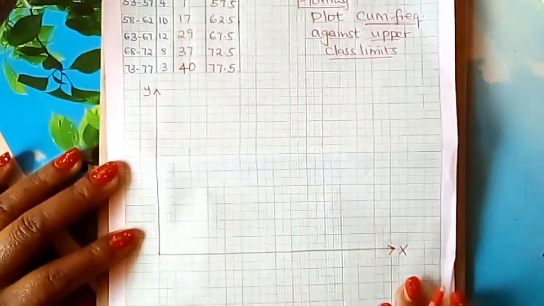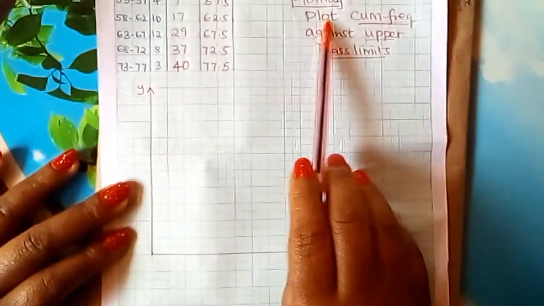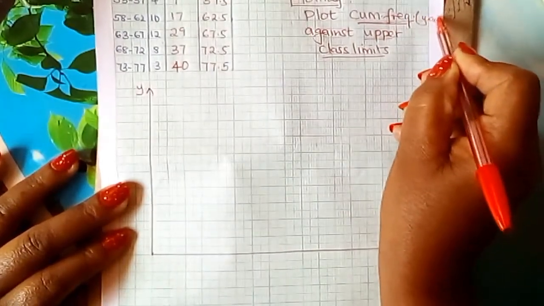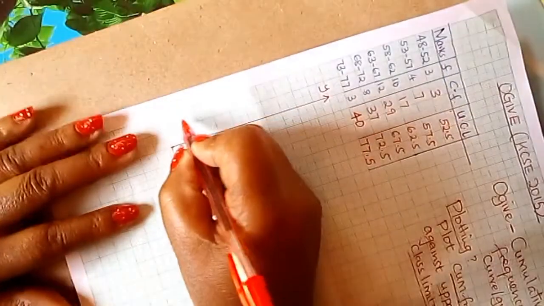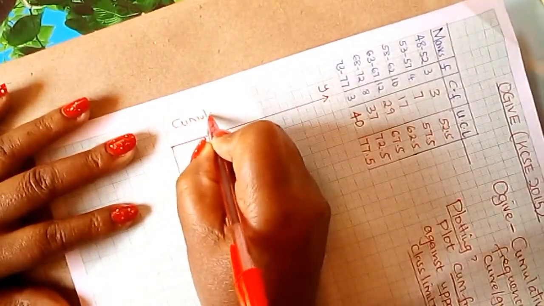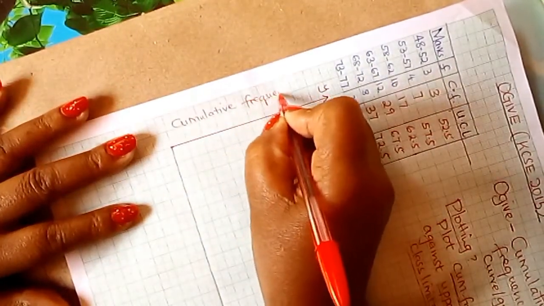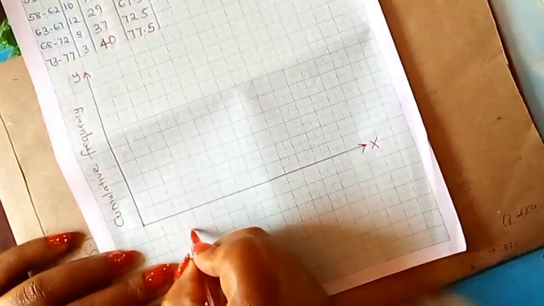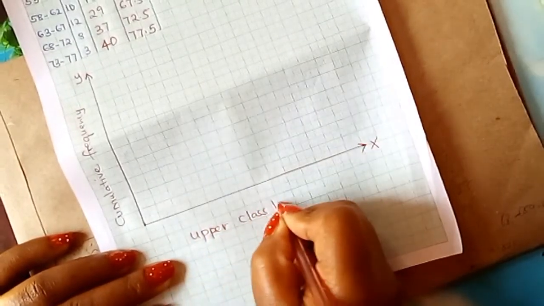From there, learner, you label your axis. What goes to the y-axis? Look at this. Plot cumulative frequency against this. So this goes to the y-axis, and this goes to the x-axis. So you come and label. This is cumulative frequency. You write it in full. Don't write symbols. Cumulative frequency against what? Upper class limits.